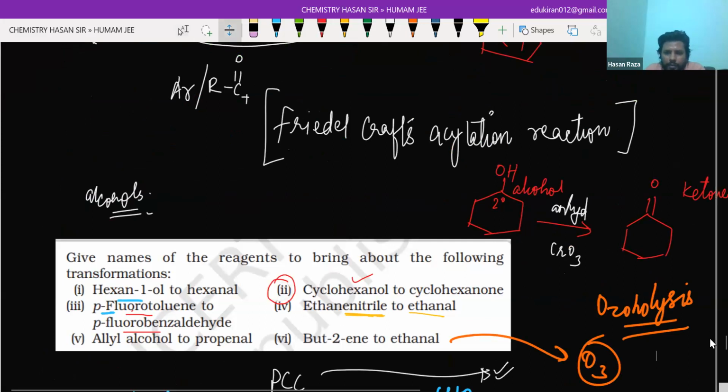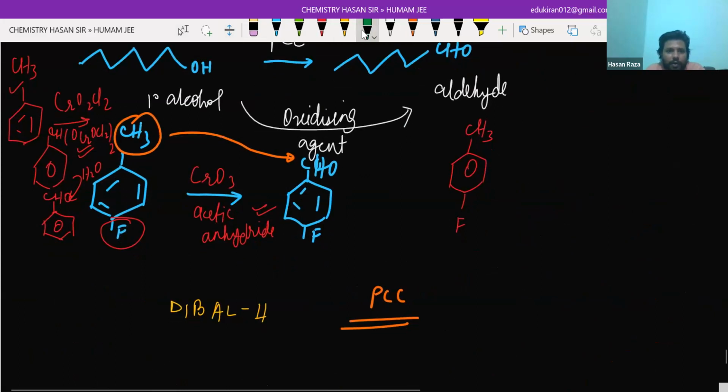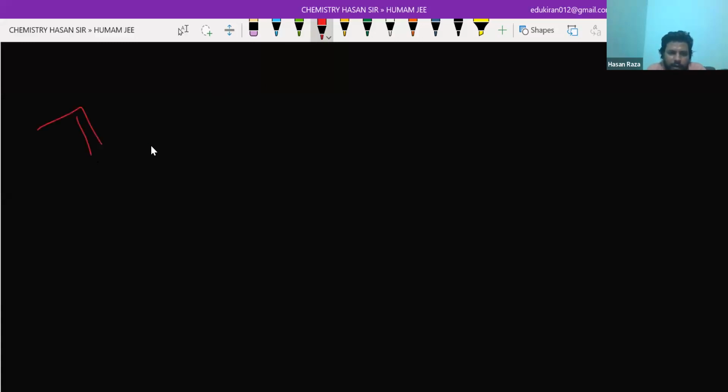Okay, I'm going to give some questions from class 11th. Let's see whether you are able to do it or not. So let's say you have this alkene. You are going to react this with O3 and you will get A, followed by water and zinc dust. Let's see whether you are able to solve it or not.